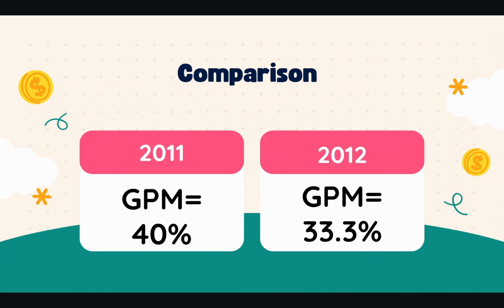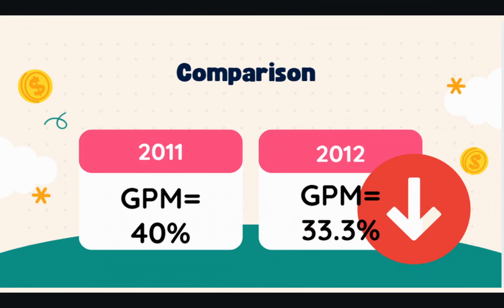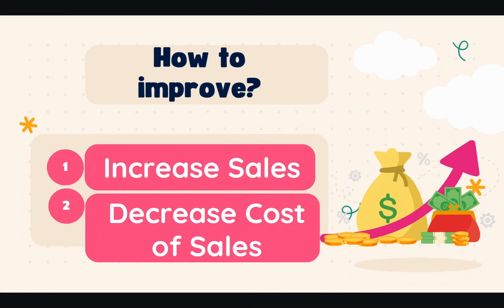Comparison time. So in 2011, they told us that the gross profit margin was 40%. And now in 2012, we calculated it as 33.3%. This means, unfortunately, there has been a decrease in the gross profit margin. How can we improve this? Well, we could try and increase our sales, or we could try and decrease the cost of sales.